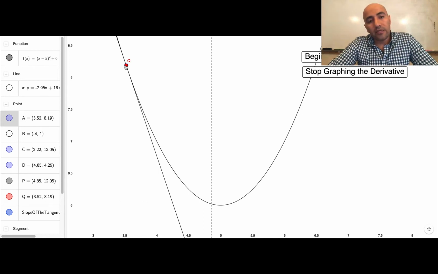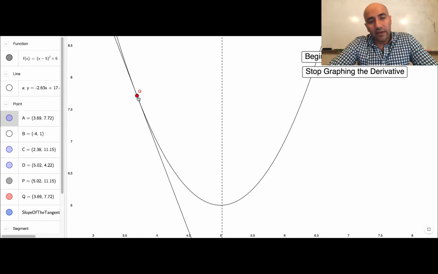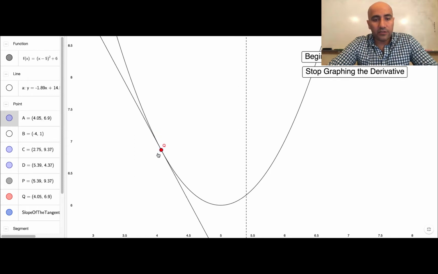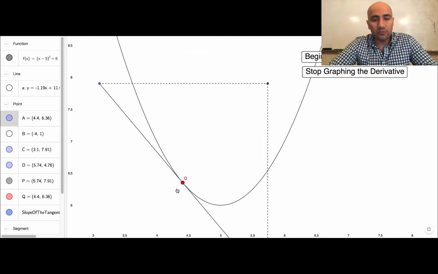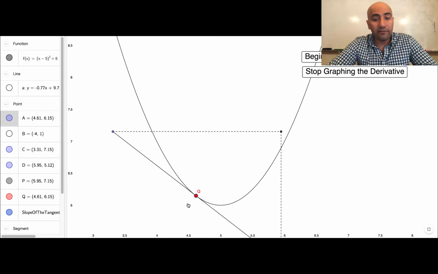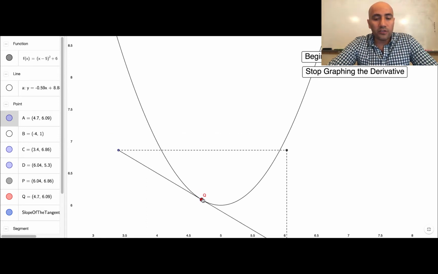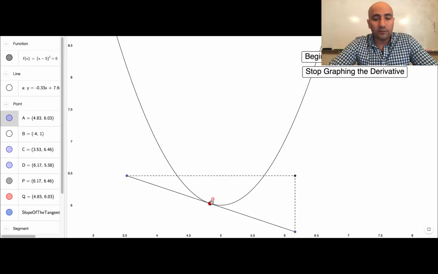The slope is a really big negative, and then it proceeds down into a smaller and smaller negative, right? So if I stopped here, the tangent line at this point still has a negative slope. It's getting smaller and smaller. It's getting closer and closer to 0, right?